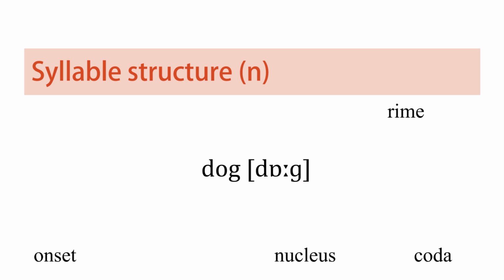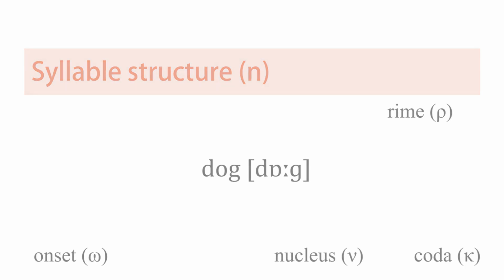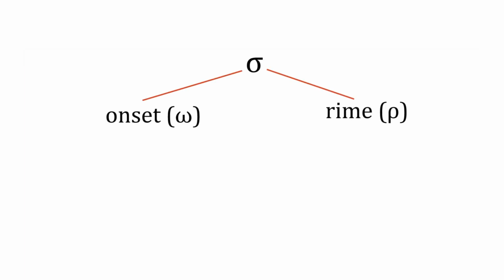So the symbol for onset is this. The symbol for rhyme is this. And then for nucleus, this is a symbol. And for coda, that's for that. So a syllable consists of an onset and a rhyme. So the rhyme consists of the nucleus and the coda.